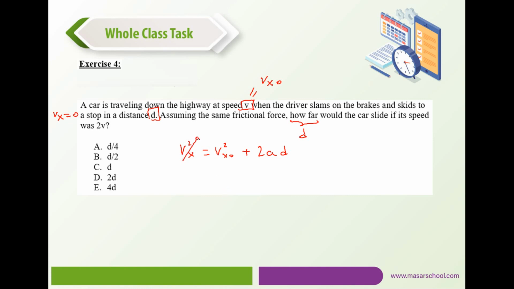Now the final speed is 0, and we are interested in finding the value of d, then d would be given by minus vx0 square divided by 2a. Now we're going to apply the factor of change. Now the speed has doubled, so we replace it by 2. 2 didn't change, so we can replace it by 1, and we didn't change the acceleration, that would be 1, so the factor of change is -4. We're talking about the distance, so it's an absolute value, and the correct answer in this case would be E.